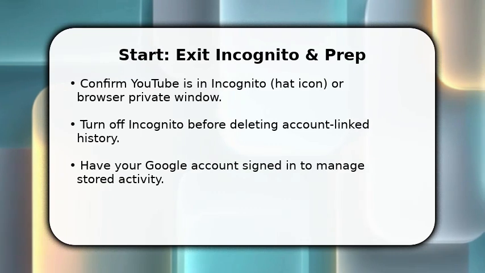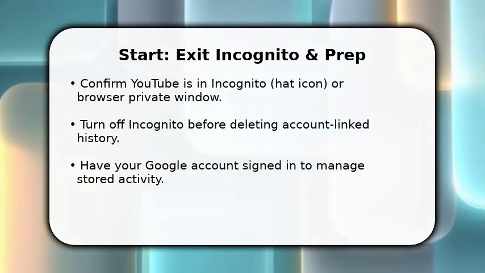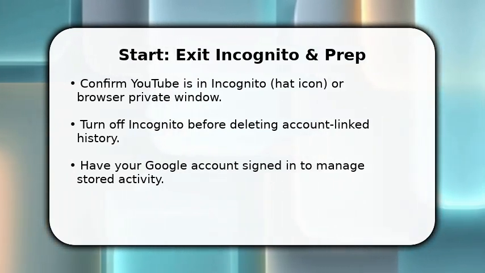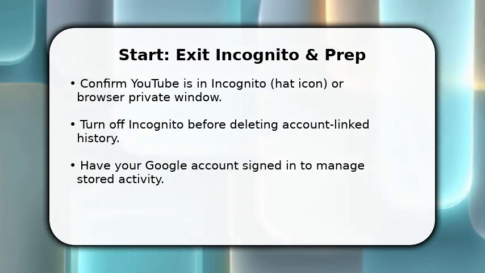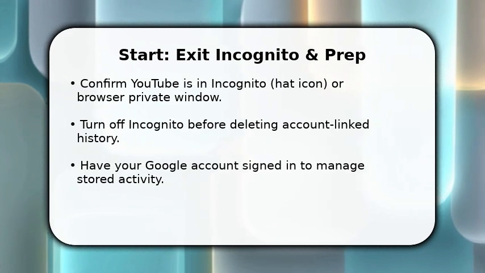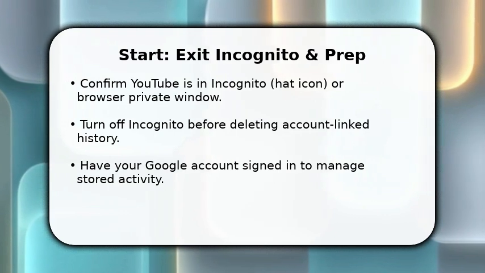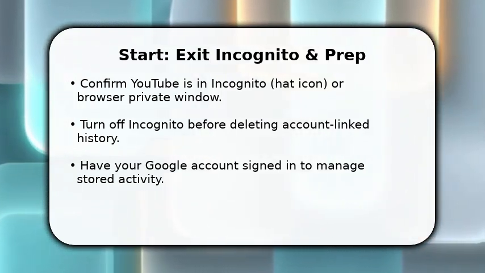You're in Incognito. First, turn it off so YouTube can show your signed-in settings. Tap the profile or Incognito icon and select Turn off Incognito. Once done, make sure you're signed into the Google account you want to manage. This lets you remove any stored watch or search records tied to that account. Don't skip this. Incognito prevents local history, but account activity needs account access.